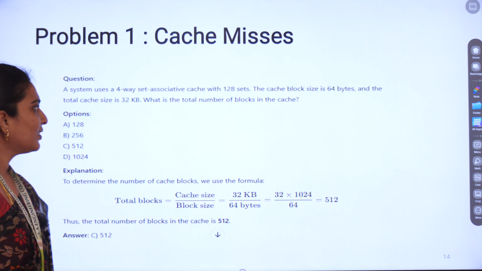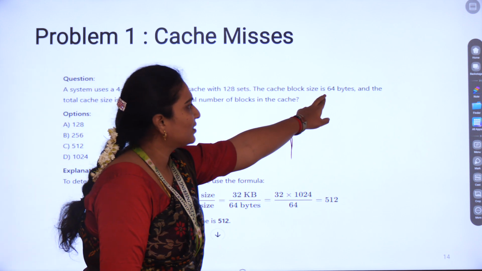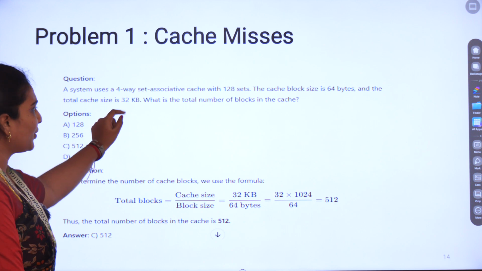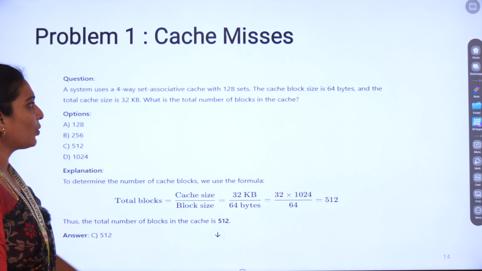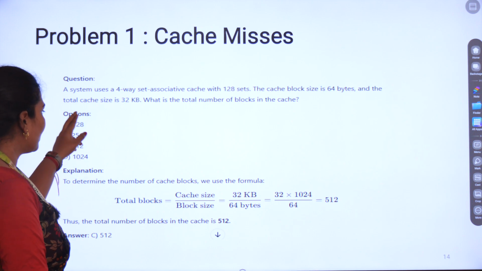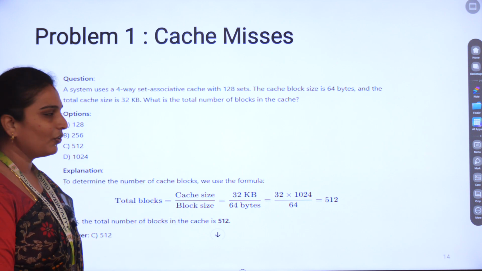Okay, so here the data which has been given is the cache block size is mentioned as 64, whereas the total cache size is mentioned as 32 KB. We have to find the total number of blocks that are available in the cache. These are the options which have been given, and let us use a formula to find this.